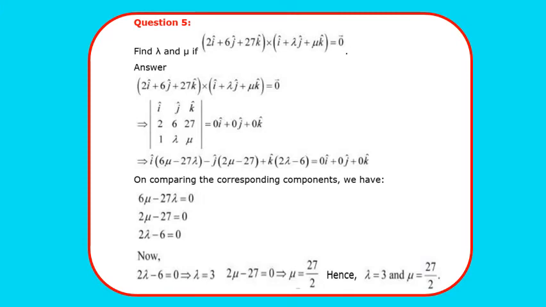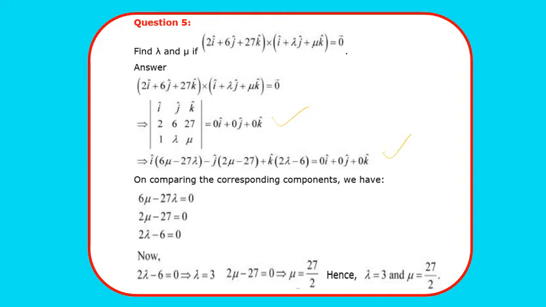Moving to question 5. Find lambda and nu if (2i plus 6j plus 27k) cross (i plus lambda j plus nu k) is equal to 0. Now it is given that the cross product is equal to 0. So finding the cross product using the determinant, we get i j k, 2 6 27, 1 lambda nu, is equal to the zero vector, that is 0i plus 0j plus 0k. Expanding the determinant, we get i into 6 nu minus 27 lambda, minus j into 2 nu minus 27, plus k into 2 lambda minus 6, equals 0i plus 0j plus 0k.